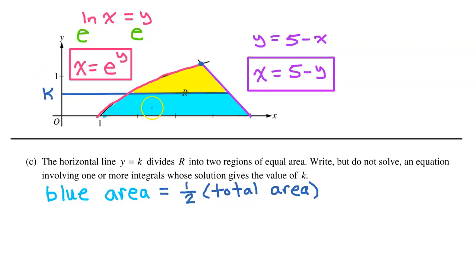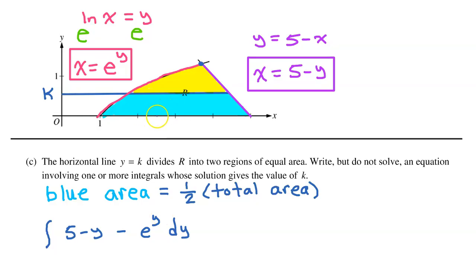If the blue area and the yellow area are equal, then the blue area should equal half of the total area. So let's start by writing an expression for the blue area. We can find the blue area by integrating the function on the right minus the function on the left. So that's 5 minus y minus e to the y. And we are integrating with respect to y.